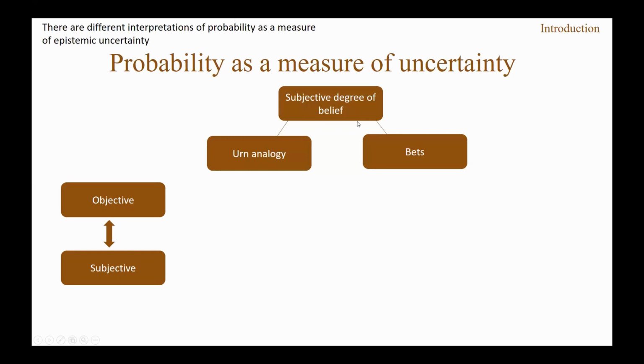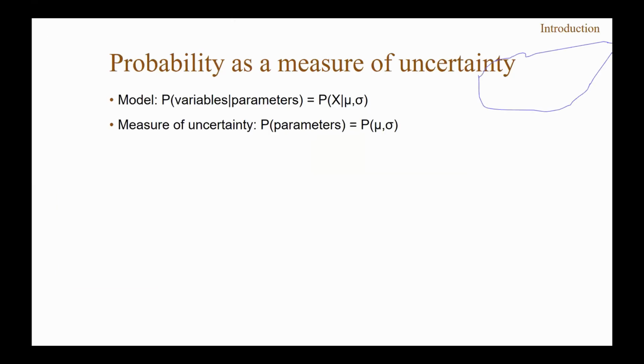Another idea is how these subjective probabilities are to be interpreted. In general, one can think of it as that we interpret it as someone's degree of belief, and whether it comes from a betting interpretation or this urn analogy, it doesn't really change how we do the assessment. It's more about the interpretation.